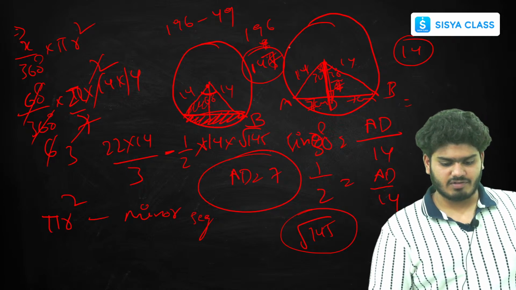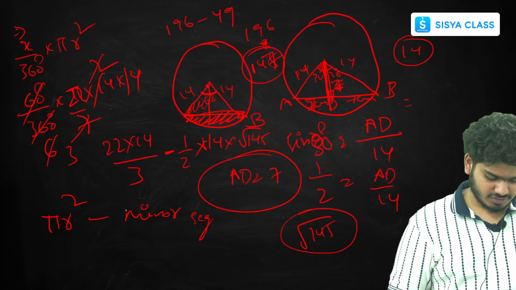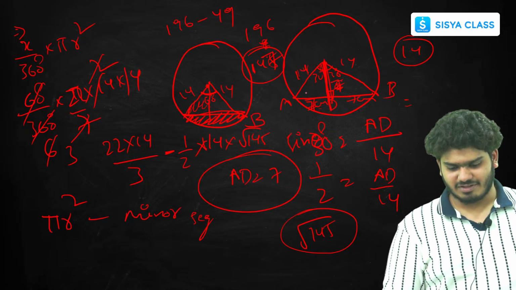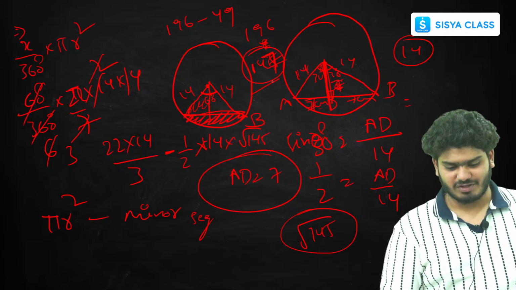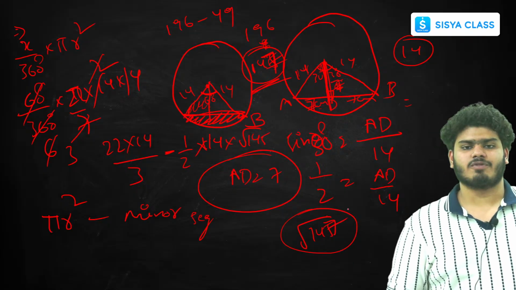Okay, it's 147, right? Very good. Yeah, okay, so it's 147. Okay, so √147. Okay, so thanks.